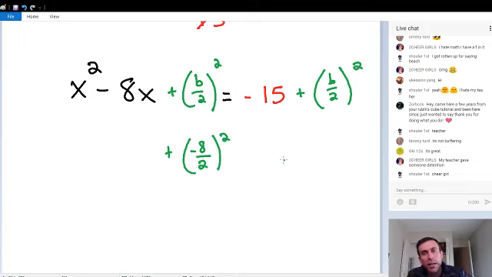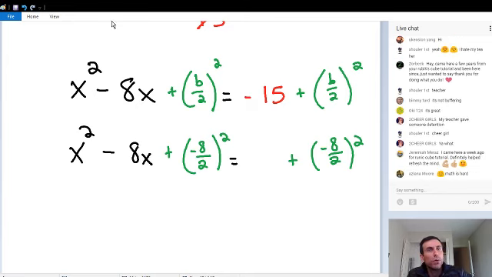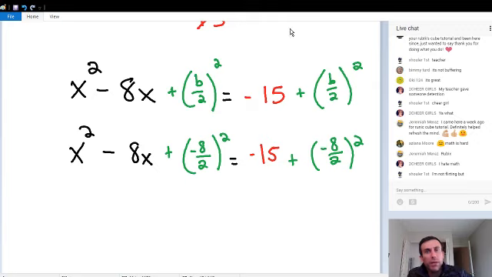And I'm also going to plug in a negative 8 for b on the right-hand side as well. And the rest of the equation is going to stay the same. We have x squared minus 8x, and this is equal to negative 15 plus negative 8 over 2 squared. All right, so at this point, we just have to simplify this as much as possible.